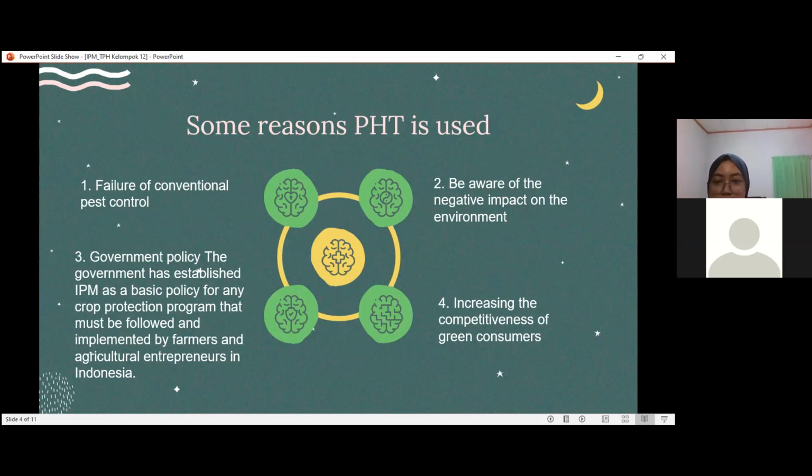Conventional pest eradication is considered ineffective and inefficient in controlling target pests and has an impact on the environment. 2. Awareness of the negative impact on the environment. Pesticide residues that are harmful to the environment and health are found almost everywhere, including soil, water, food, vegetables, and fruit. Therefore, the community is aware and agrees to implement IPM.